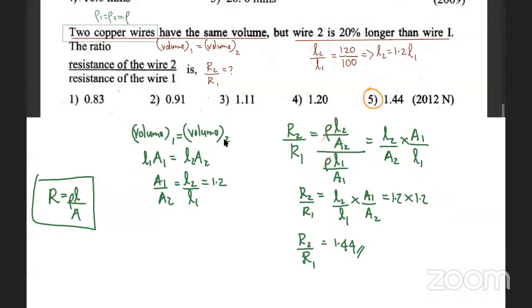This is a very simple question once again, people. You just have to consider volume, equate the volumes, and get the relationship between areas, because they have already given the relationship between lengths. Then it's a matter of substituting the values and getting the ratio. Done. Let's move on to the next part now.